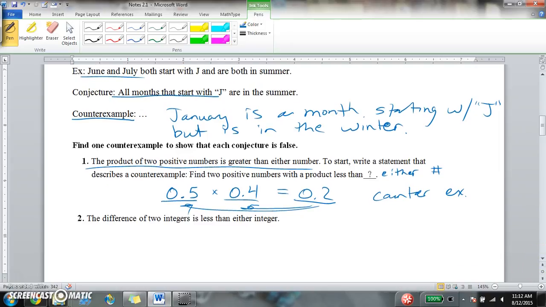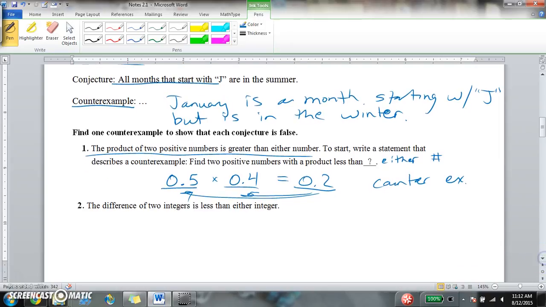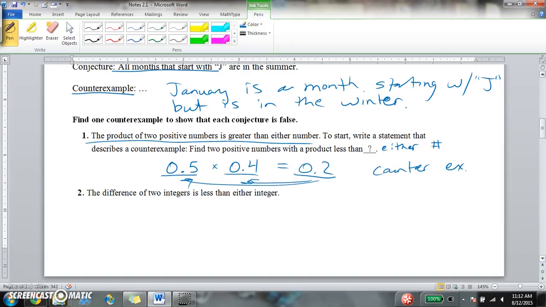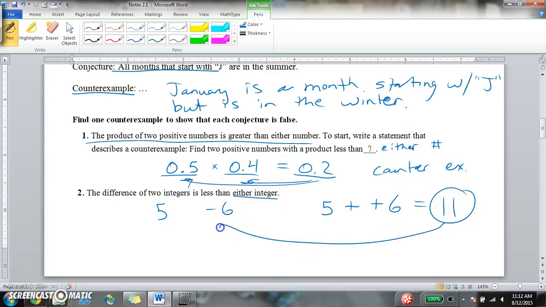Second one: the difference of two integers is less than either integer. Well, think about negative numbers. If I pick 5 and negative 6, it says the difference of these two integers should be less than either of those numbers. Well, if I subtract negative 6 from 5, that's really the same as adding 6 to 5, and I get 11. However, it says the difference should be less than either integer. 11 is greater than both of these numbers, so this is false. This is my counterexample.